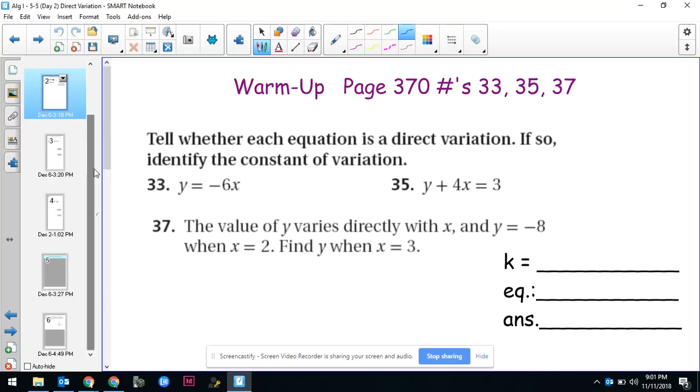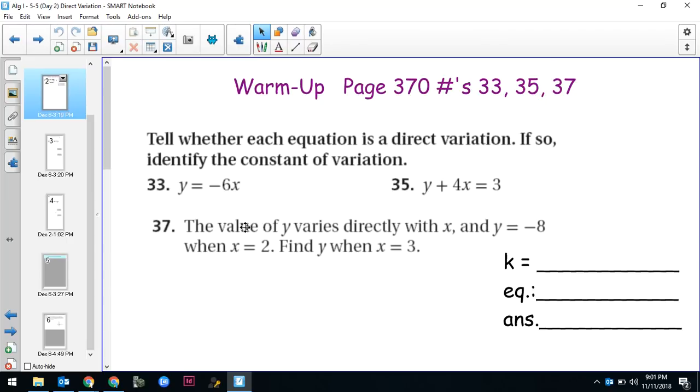I want you to do this warm up just as if we were in class. Okay. So take a minute right now, pause the video, and do these 3 warm up problems. Okay, so hopefully you paused and completed these 3 problems.